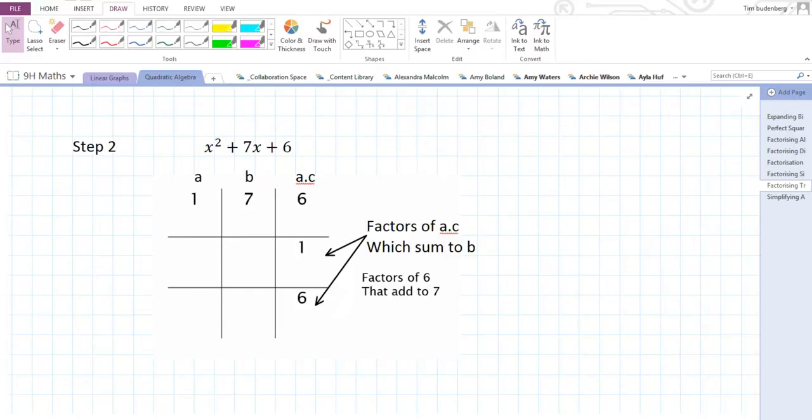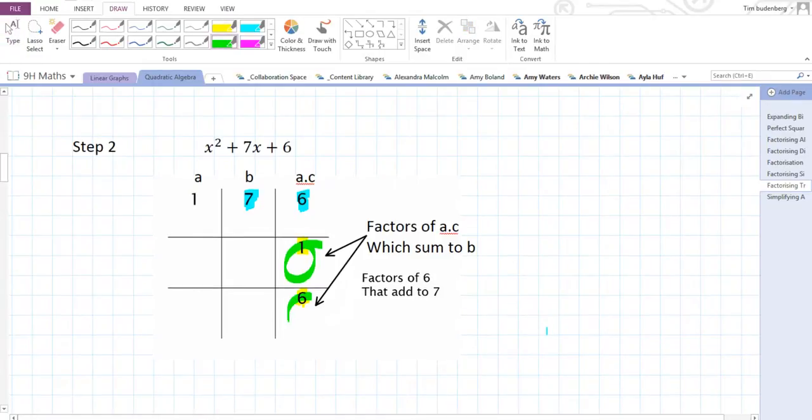Moving on to step 2. In step 2, we find 2 numbers, and these 2 numbers must add to B and multiply to A dot C. You should notice a pattern here. That's very similar to what we did in sum and product. Once you find those 2 numbers, you can put them in these green boxes. The good news is it doesn't matter which order you put them in. You can put them 6, 1 or 1, 6. Both will work. That's step 2.